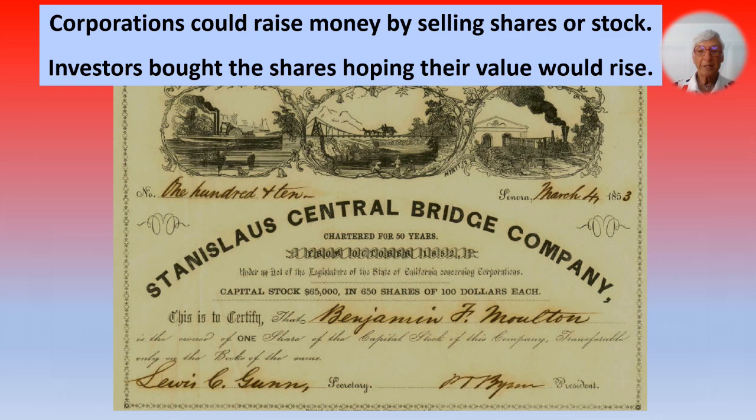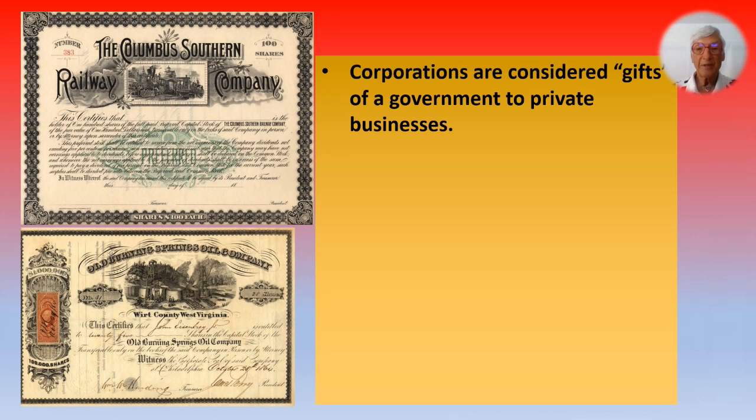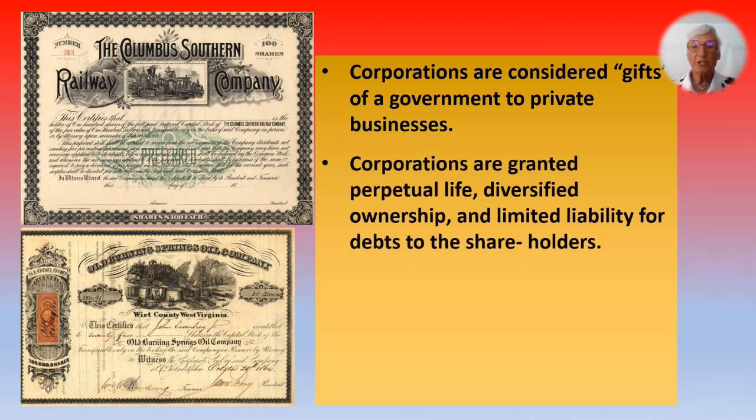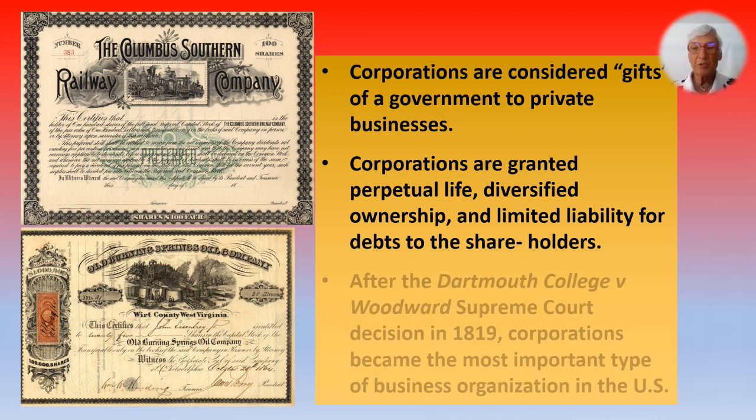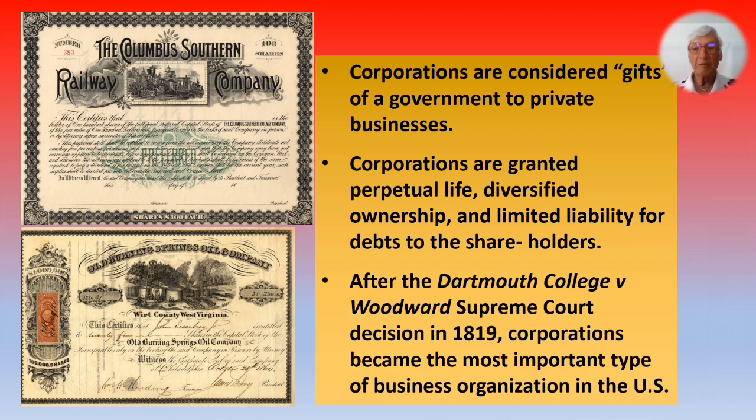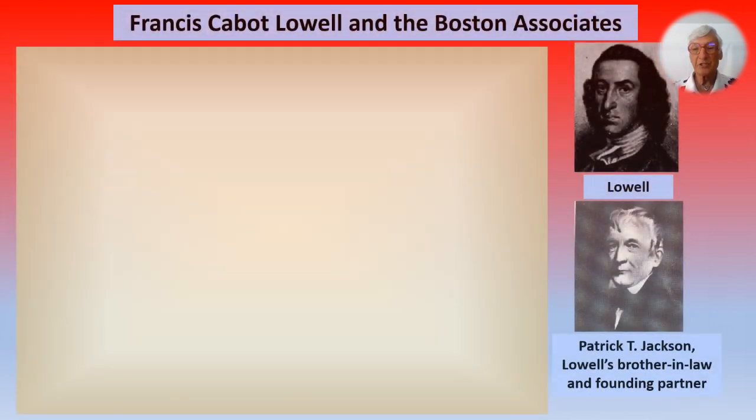Here's an example from the Stanislaus Central Bridge Company. And one of the things that's true of all of the stock certificates is they were very ornate. Corporations are considered gifts of a government to private businesses. Corporations are granted perpetual life. They never can disappear unless you go through bankruptcy or some action to close them. Diversified ownership, limited liability for debts to shareholders. After the Dartmouth College versus Woodward Supreme Court decision in 1819, corporations became the most important type of business organization in the U.S. And they still exist, and they're still the most important today.